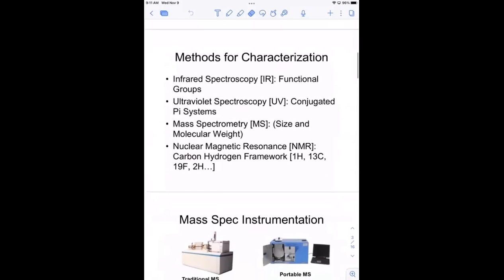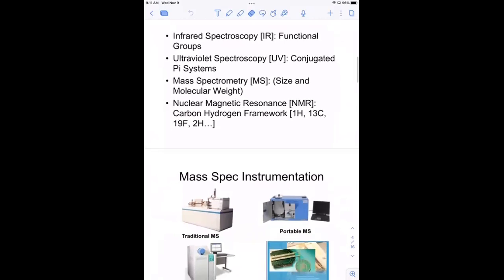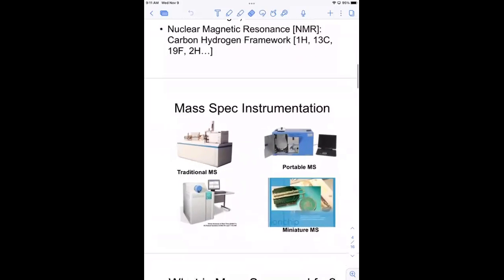Let me just go past here, right? We already went over this. Infrared tells you about functional groups. UV tells you about pi systems, which I didn't mention on Monday. Mass spec tells you about size and molecular weight. And then NMR tells you the carbon-hydrogen framework. And there are different nuclei that you can study: proton, carbon, fluorine, deuterium, phosphorus, lots of different nuclei. But we're gonna focus today on mass spec, right?